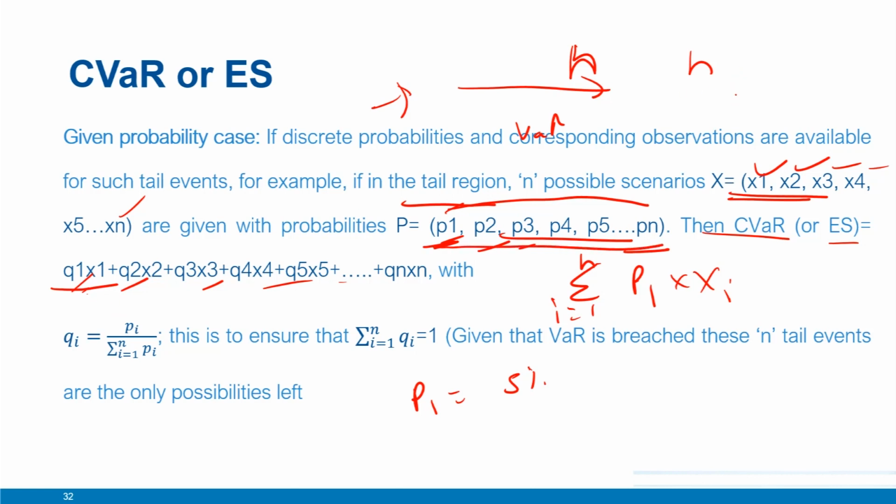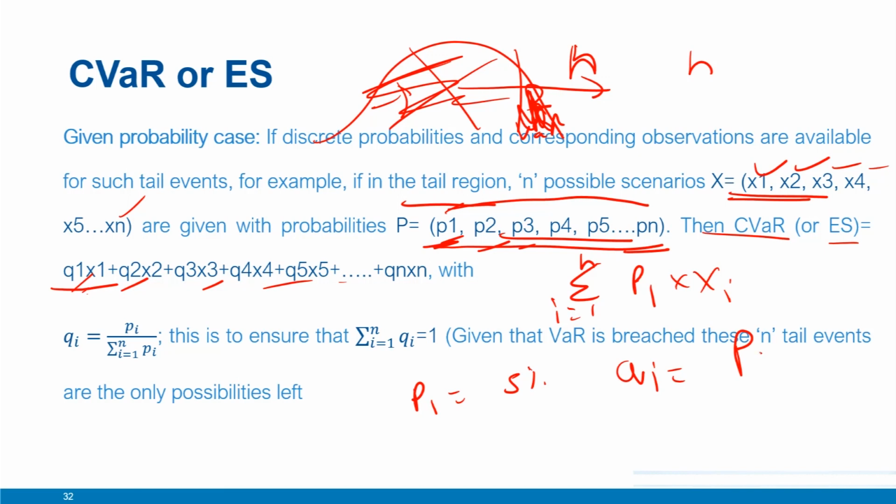So there may be some other events which are on the left tail, which are on this side as well, but that area is now negated. So we are only looking at these possibilities. So what it means is that now we have to look at the conditional probability Q1. That conditional probability is P1 upon summation of P1 to n.